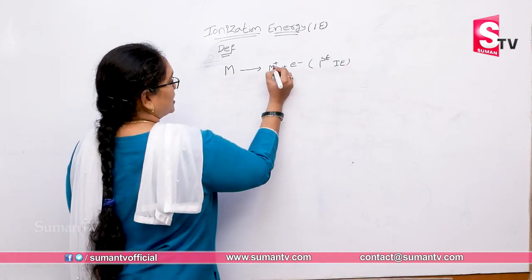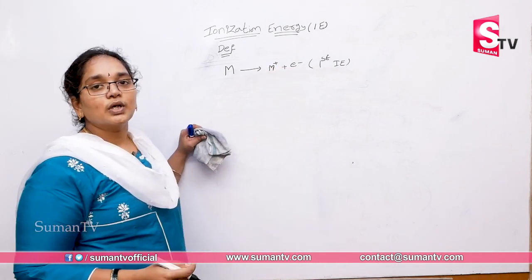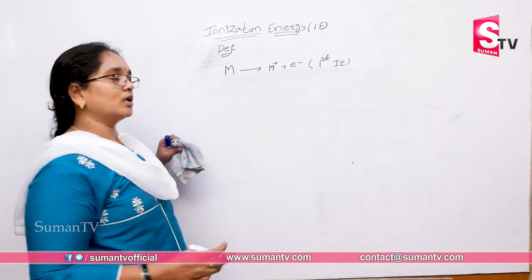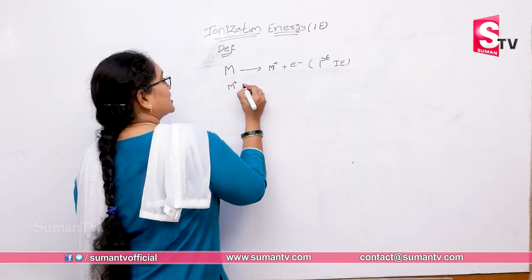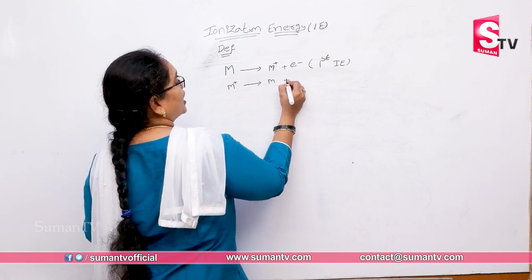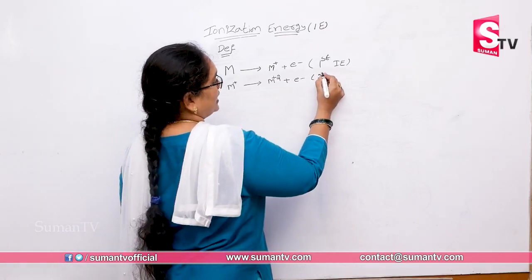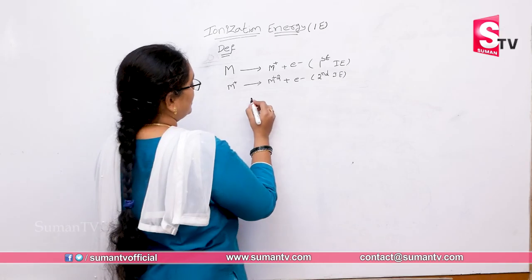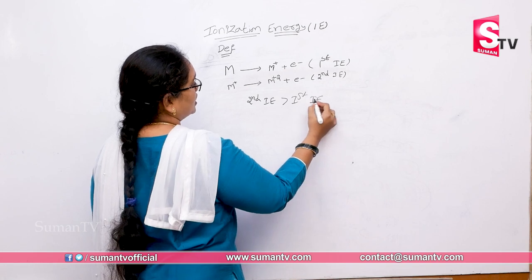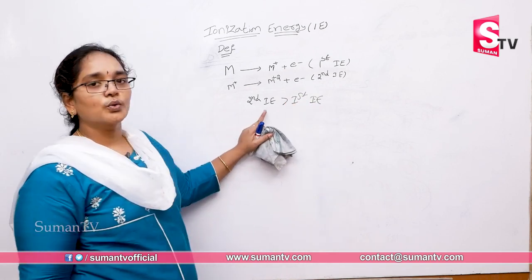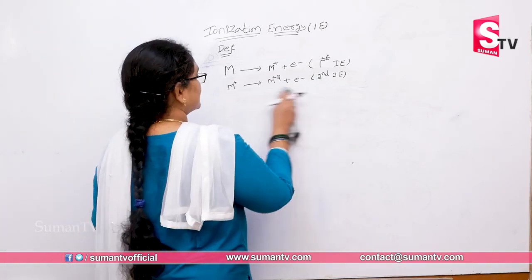By the loss of one electron, what is the resultant ion? That we call a unipositive ion. The amount of energy required to remove the electron from the unipositive ion to form a dipositive ion, that we call the second ionization energy. Second ionization energy is always greater than the first ionization energy, only due to the increase in nuclear charge. Then how does it change in groups and periods?